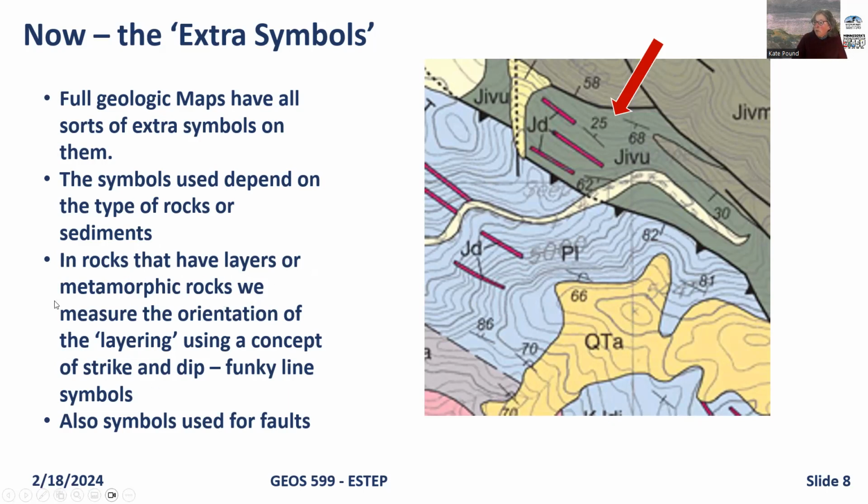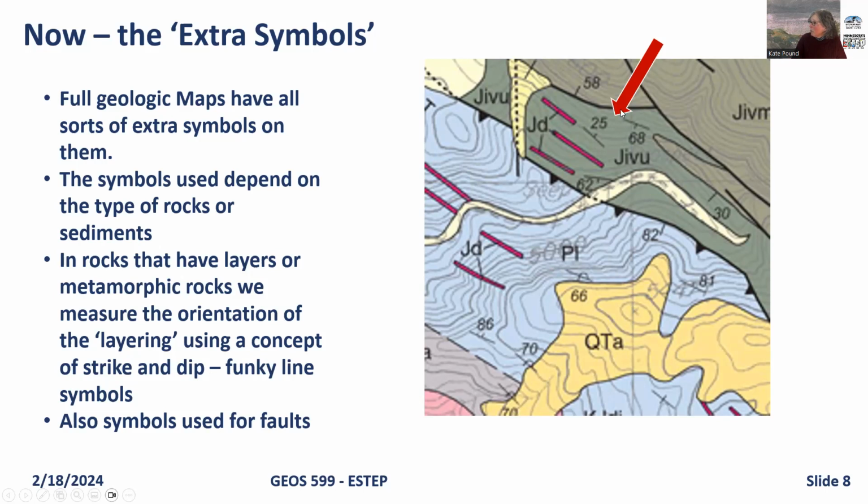So here, what I've pointed out is if you've got rocks that have layers, or in other words, sedimentary layering, or maybe metamorphic rocks that have some kind of metamorphic fabric, we measure the orientation of that fabric using what we call a Brunton compass. And the measurement that we take defines the orientation of that layer in space. And it's called a strike and dip.